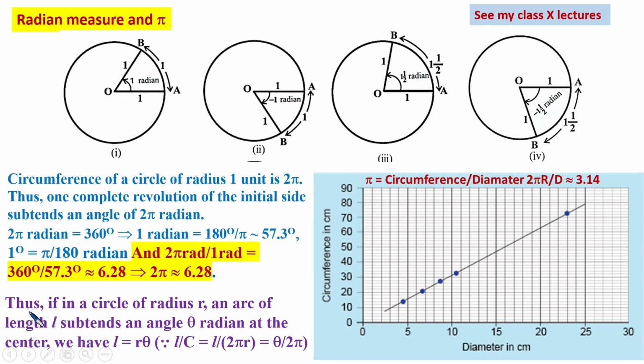Let us point out one more thing here. If a circle has radius r, and the length of this arc is L, and the angle subtended here is theta, then we can say that this length L is nothing but the radius r times theta. Why? Because suppose this L is this much, then L by C will be the same fraction as theta by 360 degrees. Here I have written L by C is equal to L by 2 pi r, the circumference, that is theta by 2 pi. So this 2 pi and 2 pi get cancelled. So L by r is equal to theta, which means L equals r into theta.